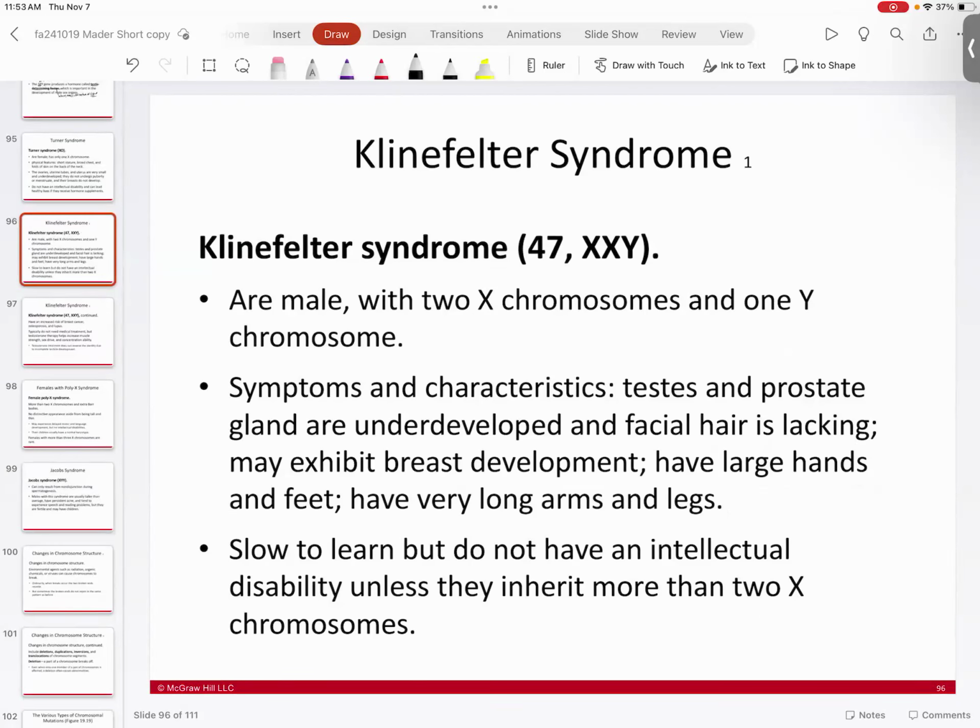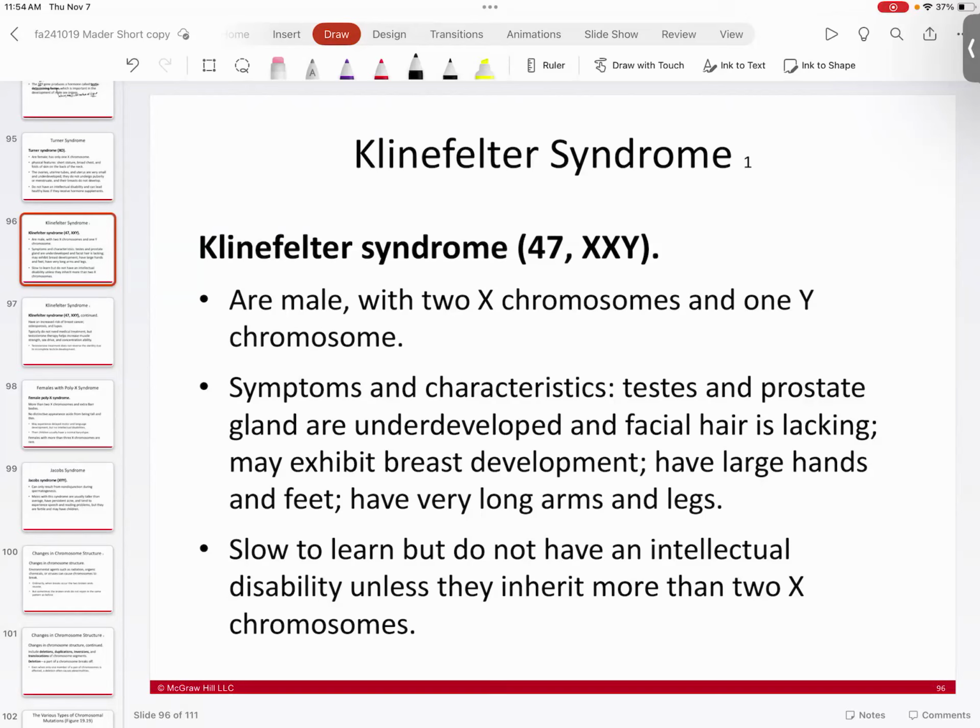Klinefelter male, which is typically the alternative to Turner syndrome. This is an XXY male. So it has 2 X chromosomes. Generally speaking, the testes and prostate gland are typically underdeveloped. So there's a little bit of feminization of the tissues. For instance, breast development may occur, things of that nature.